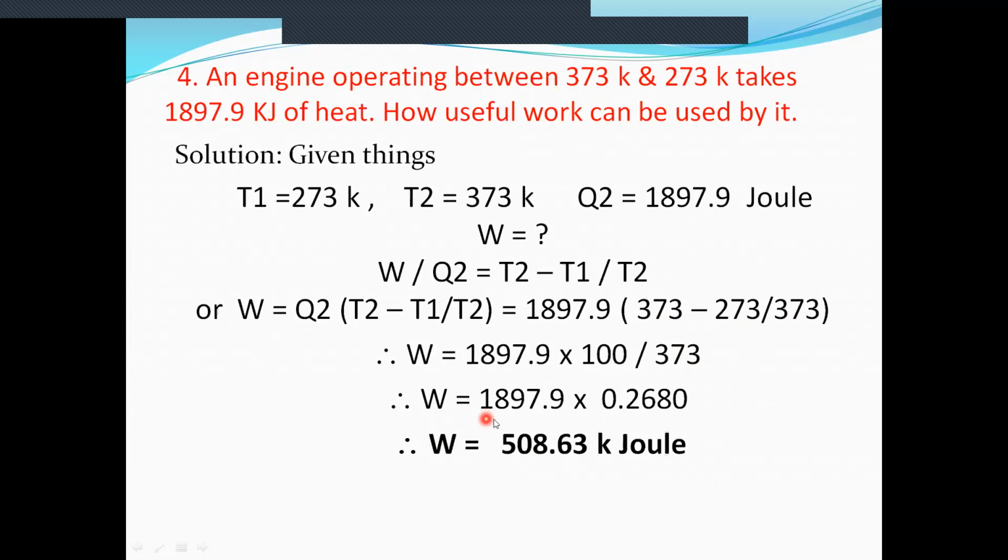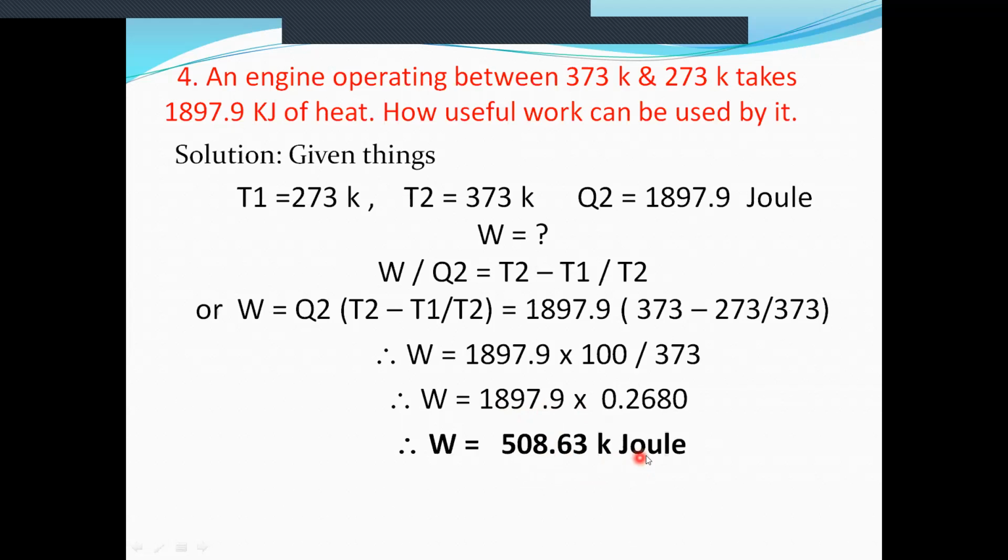So therefore W is equal to 1897.9 into this division of 100 divided by 373, and it becomes 0.2680. Now multiply this 0.2680 by 1897.9. So it becomes 508.63 kilojoule.